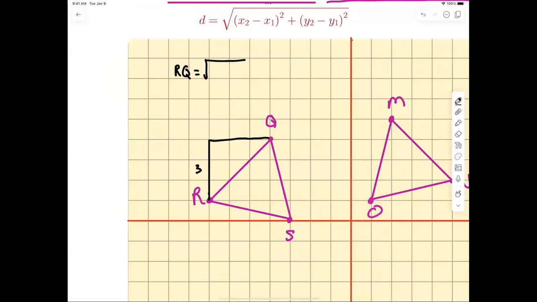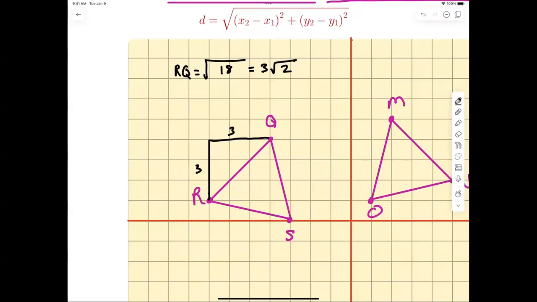So this is 3 and this is 3. Agreed? So 3 squared is what? 9 plus 9. So RQ is the square root of 18, but we know the square root of 18 is just what? 3 radical 2. Agreed?